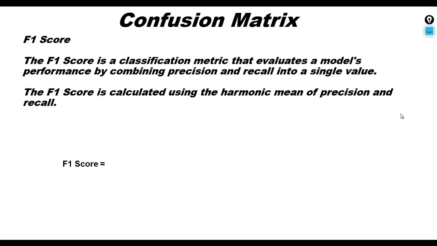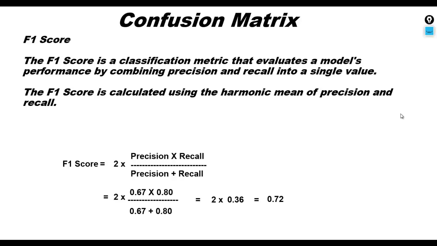The F1 score is calculated using the harmonic mean of precision and recall that you can see over here. F1 score is equal to 2 into precision into recall divided by precision plus recall. So these are the precision and recall for the positive class that we calculated earlier. You can see to calculate F1 score, we require precision and recall for each class. So you can understand that the F1 score is calculated class-wise, per class, right? So this is the F1 score for the positive class, 0.72, meaning 72%.